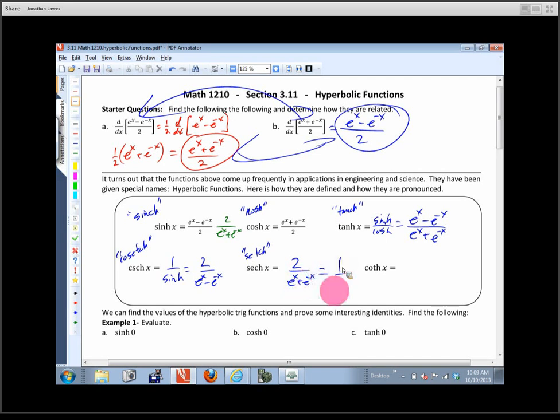Oops, I should write that 1 over cosh. So 1 over the cosh is the sech. And then what about this? So this would be cotangent. Cotangent. So it's going to be the cosh over the sinh. So it's going to be just the reciprocal of this guy up here. So it's going to be e to the x plus e to the negative x over e to the x minus e to the negative x.